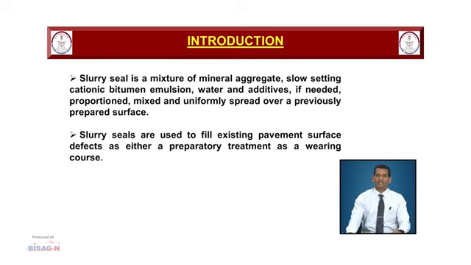Introduction. Slurry seal is a mixture of mineral aggregate, slow setting cationic bitumen emulsion, water and additives, if needed, proportioned, mixed and uniformly spread over a previously prepared surface. Slurry seals are used to fill existing pavement surface defects, either as a preparatory treatment or as a wearing course.